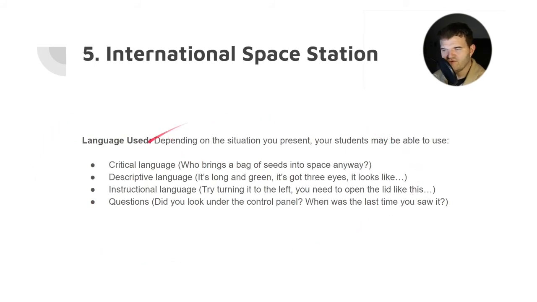Some of the language you can use here: critical language when you're complaining about what somebody did, or describing what the alien looks like, or giving instructions on what to do, or asking questions about what happened. This is a complex role play where, because it's so big and complex, it can do quite a lot. Depending on the situation, you can practice a lot of different language.